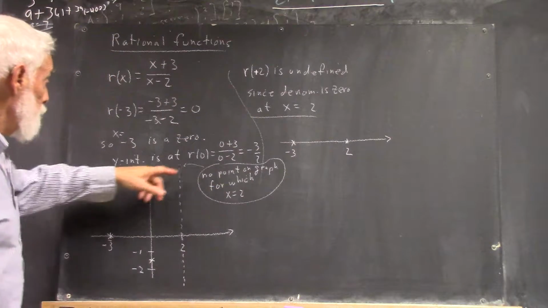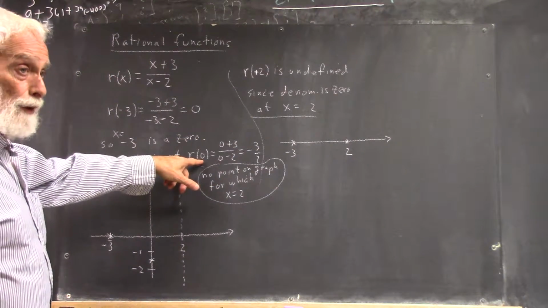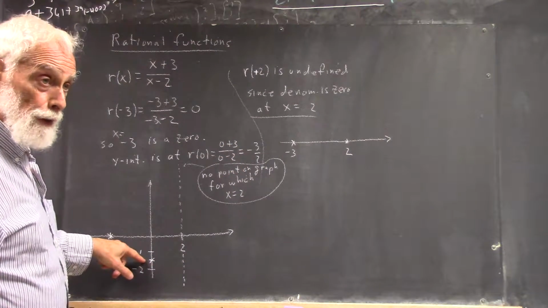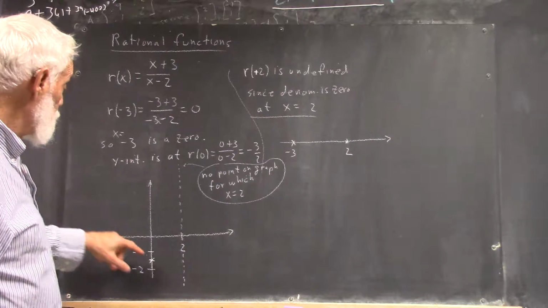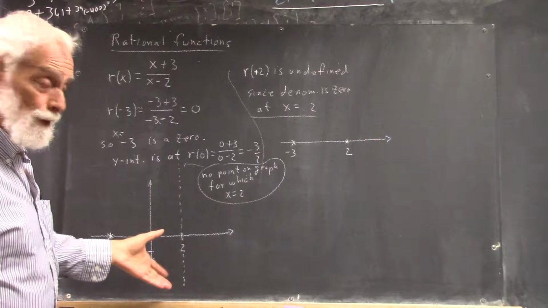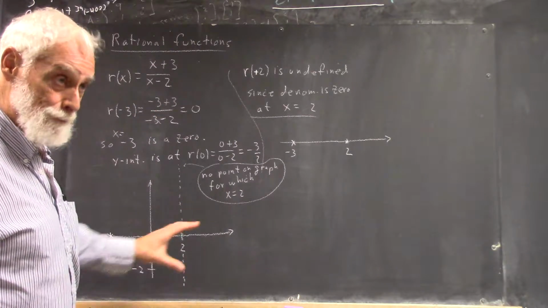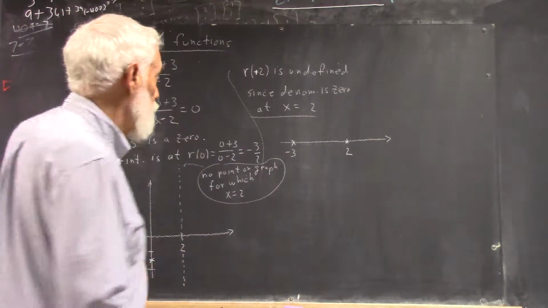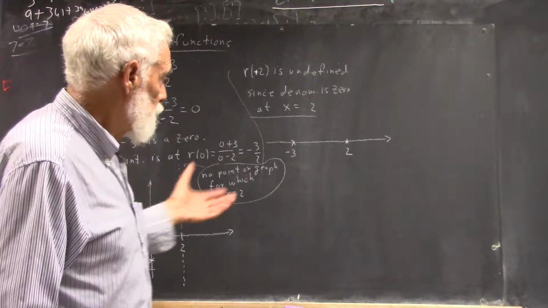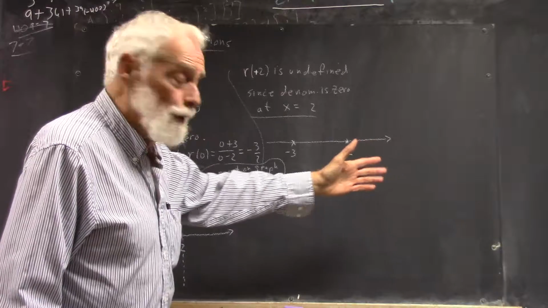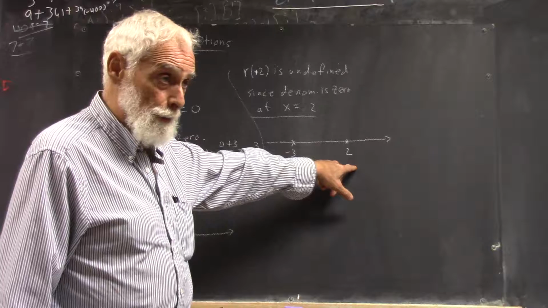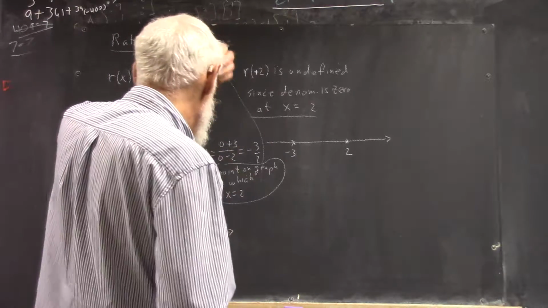We also plug in 0 to get the y-intercept. r of 0 is -3/2, so there is our y-intercept. So the graph has to go through this point and this point. It can't touch this line. It turns out it has an asymptote at this line. Okay? So now we're just looking at what the signs of this thing are on the intervals into which the x-axis is partitioned by the points -3 and 2. Okay?